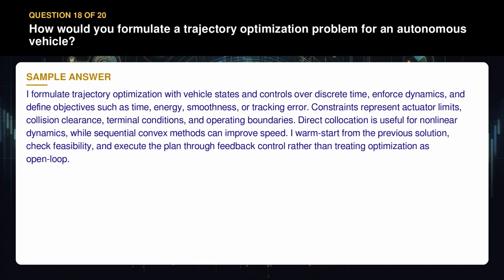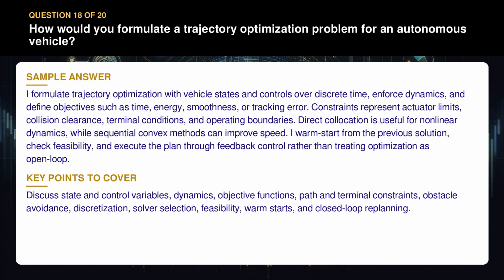Direct collocation is useful for nonlinear dynamics, while sequential convex methods can improve speed. I warm start from the previous solution, check feasibility, and execute the plan through feedback control rather than treating optimization as open loop. Discuss state and control variables, dynamics, objective functions, path and terminal constraints, obstacle avoidance, discretization, solver selection, feasibility, warm starts, and closed-loop replanning.